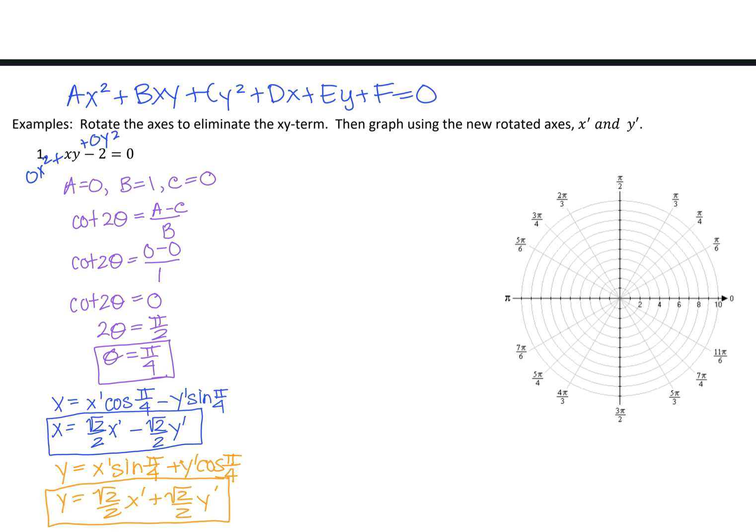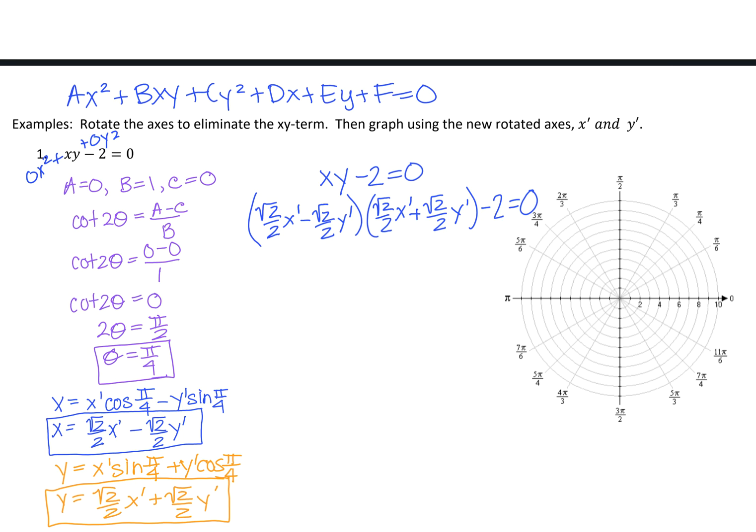Okay, so I plug that all in to my original equation. So my original equation is xy minus 2 equals 0. So in place of the x, I put the new x. So in place of my x, I have square root of 2 over 2 x prime minus square root of 2 over 2 y prime. Then multiply by the y value, which is the square root of 2 over 2 x prime, plus the square root of 2 over 2 y prime. Then I have minus 2 equals 0.